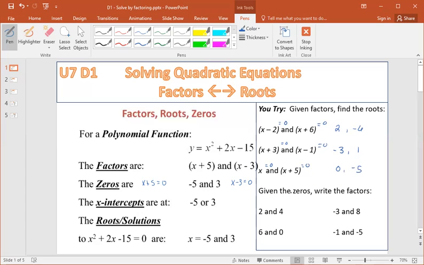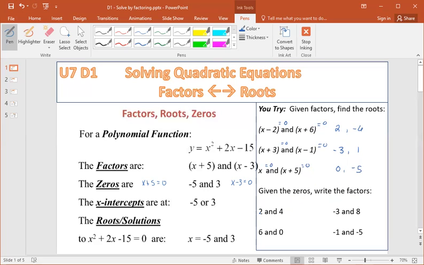All right. At the bottom, it says, given the zeros, write the factors. You can see when I look at the factors from up above, I had x minus 2, the answer was positive 2. If I had x plus 6, the answer was negative 6. So really, they're just backwards from each other.